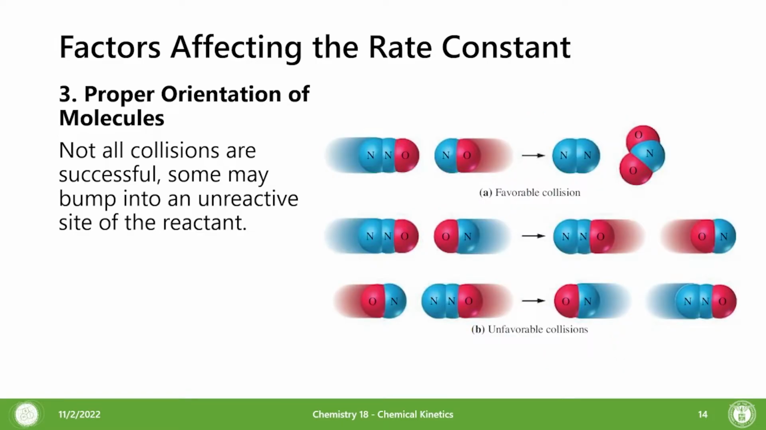So the same goes for some inorganic reactions, like nitrogen and oxygen, nitrous oxide and dinitrogen monoxide. When they react together, they form nitrogen and nitrogen dioxide. But only on a favorable collision. There are some collisions that will not occur and will just bounce off each other.